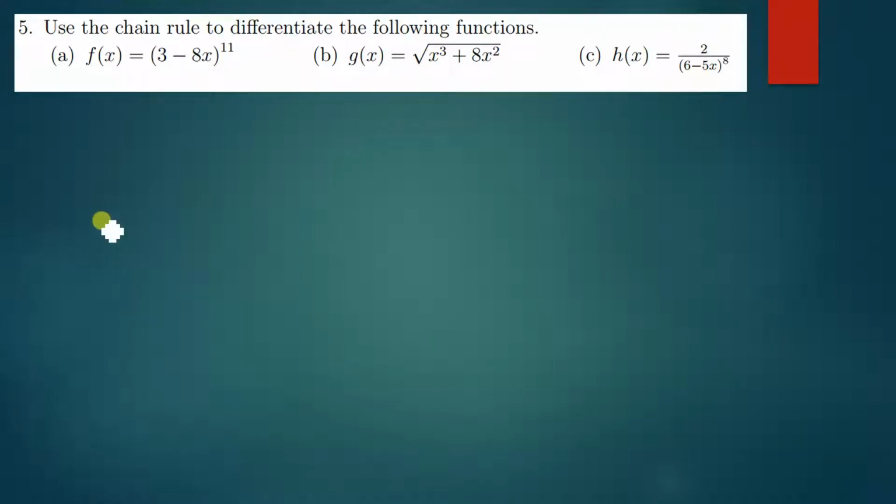Okay, so this is the question which says use the chain rule to differentiate the following functions. So how do you use the chain rule? One thing you have to understand is that the chain rule is used to differentiate functions that are known as composite functions. Composite functions are simply functions in other functions.